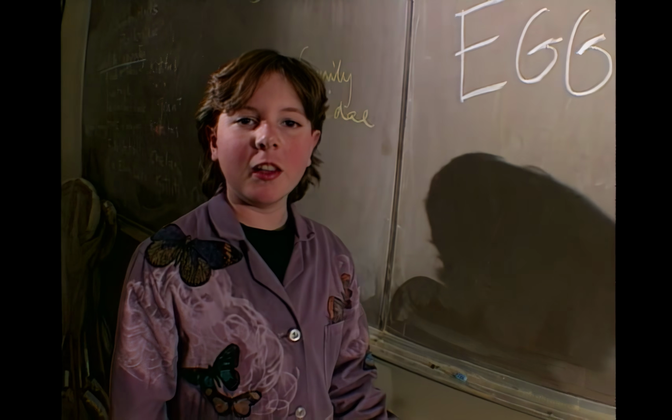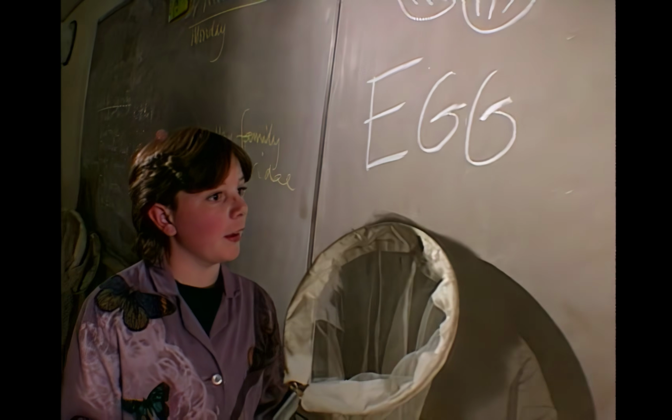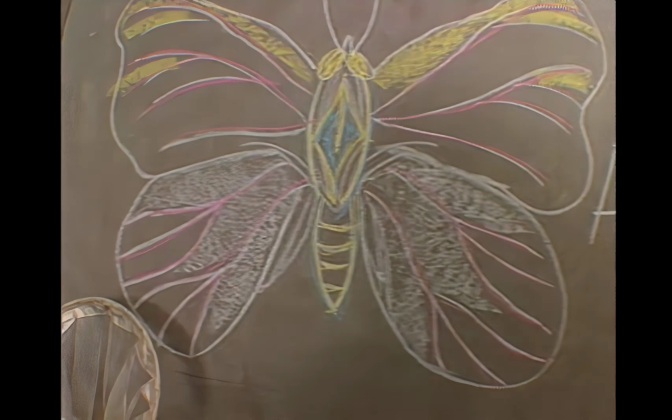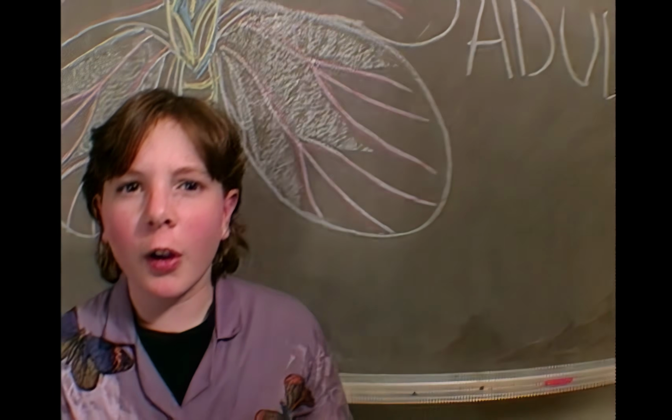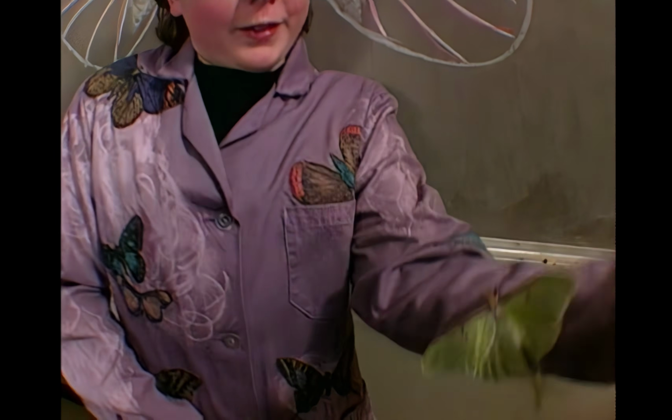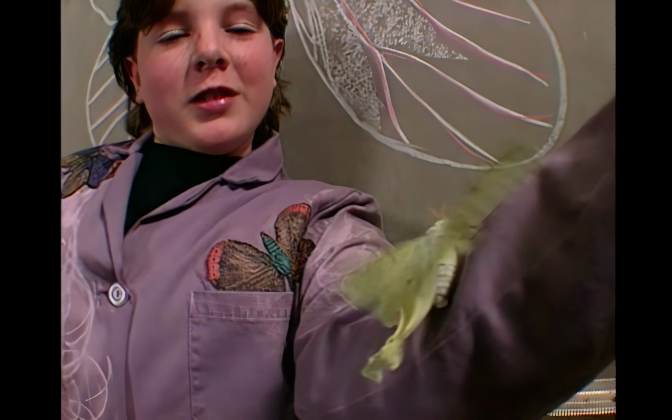Attention humans. Insects grow in stages, from egg to larva to pupa to adult. And if all the world was a stage, then watch your step, because insects rule it. Any questions?